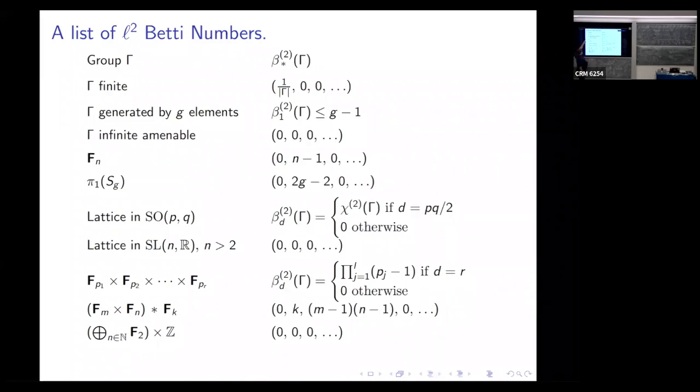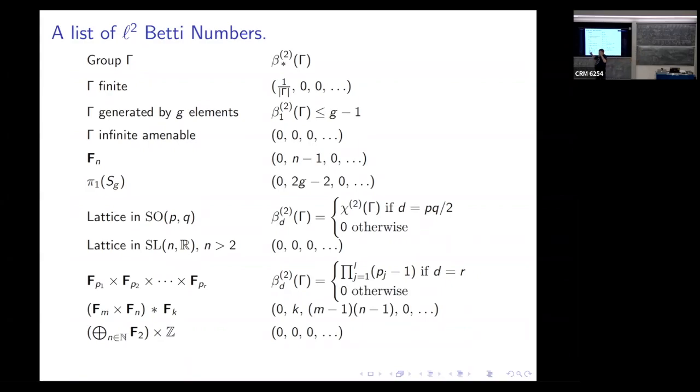If your group is finite, then all its L2 Betti numbers are zero, except the zeroth, which is one over the cardinal. And this should ring a bell with the cost of finite groups that we saw yesterday. If the group is infinite amenable, then all its L2 Betti numbers are zero. This is originally due to Cheeger and Gromov in their 86 paper, but you can also prove it using this and Ornstein-Weiss's theorem.